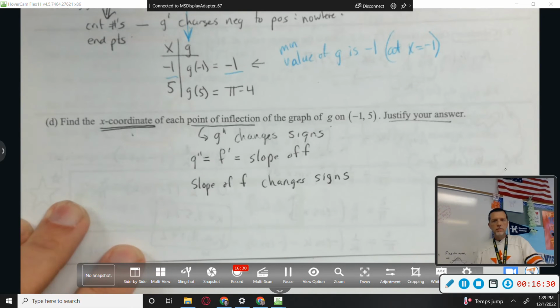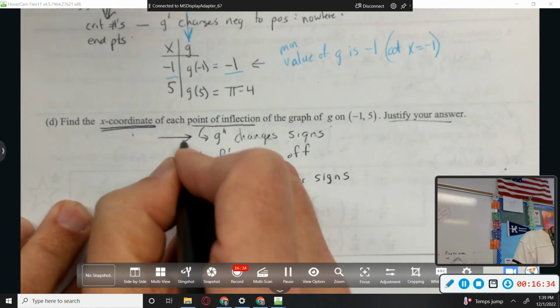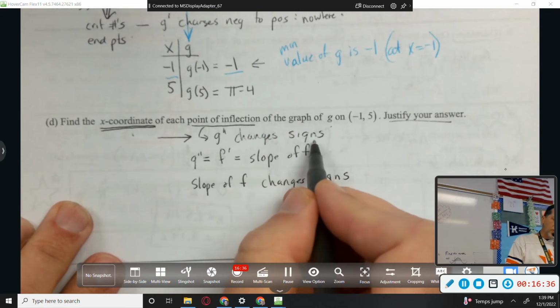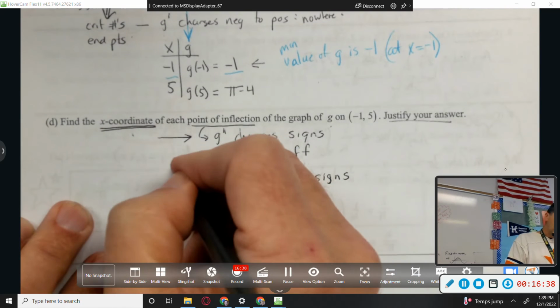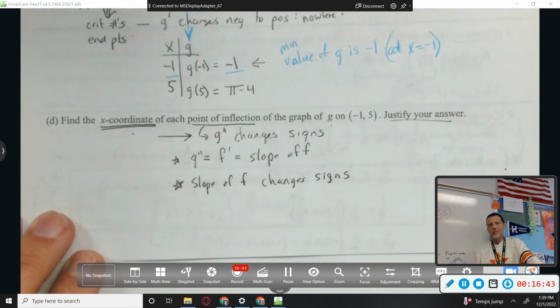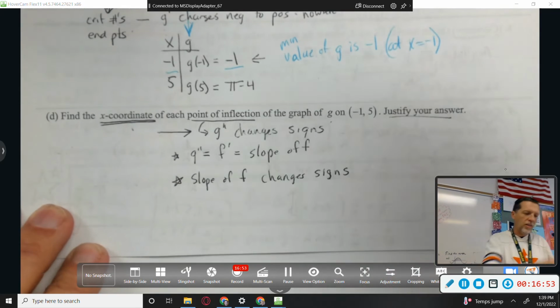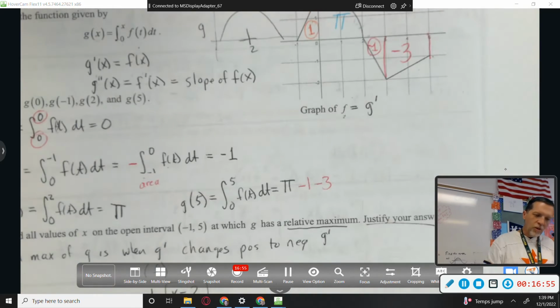Zero. So, in terms of justification, you absolutely must say G double prime changes signs. The other two things, you don't need to say, because you've kind of already said them. But if it helps you to write it out, to force your brain to focus on what you're looking for, then by all means write it out. So I'm just looking for the slope of F changes signs.